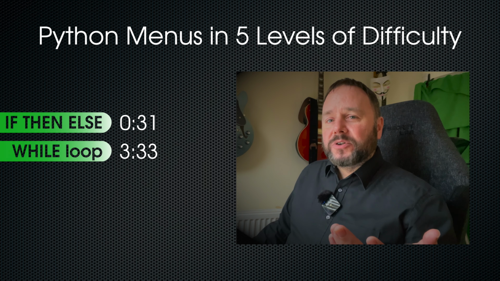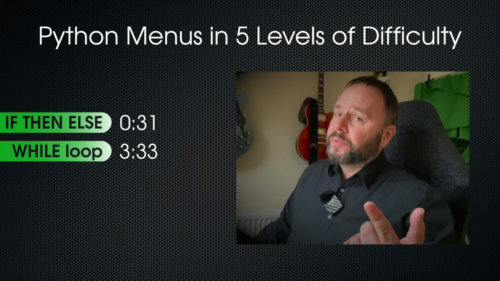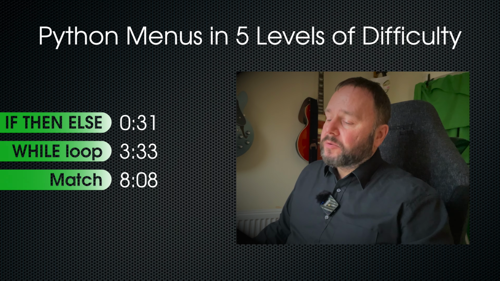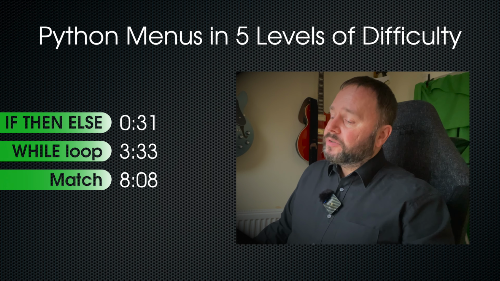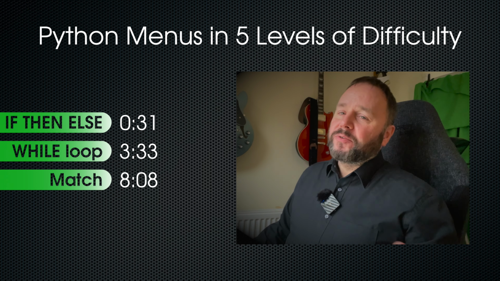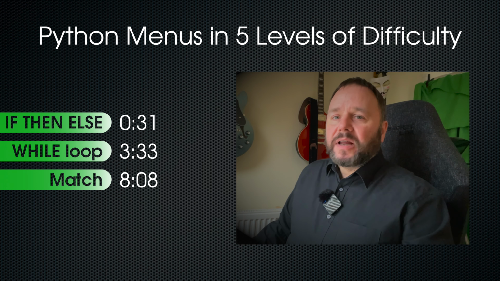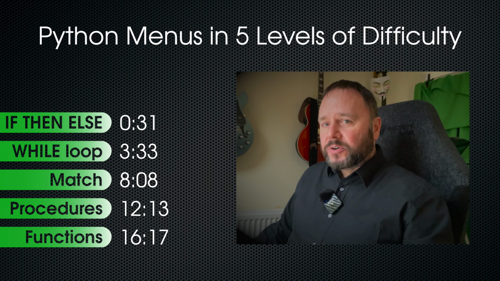At level 2, I'm going to show you how to use a loop controlled by a Boolean. At level 3, I'm going to show you how to use the new match function to create the menu. And at level 4 and 5, I'm going to show you how to utilize procedures and functions. Okay, so let's take a look at this.